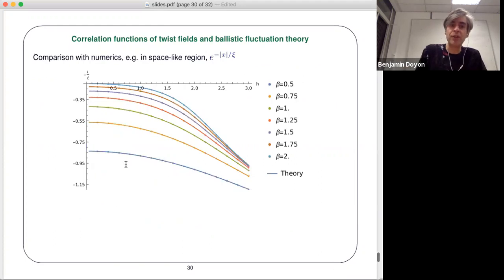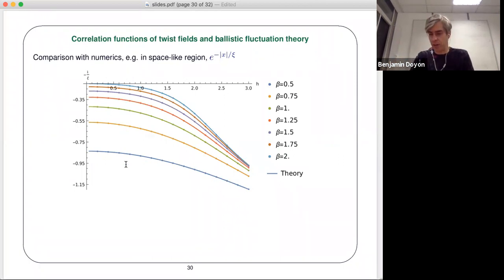So that's the thing. Now, we did numerics to check. Of course, we did much more numerics than that to check that our formulas are correct, because there are quite a few steps where we don't have full control of the corrections, and it works very well. This is the case for the space-like region, exponential of minus x over xi, so at time 0 for various temperatures, and that works super well for various magnetic fields. So these are the exact exponents that we get.